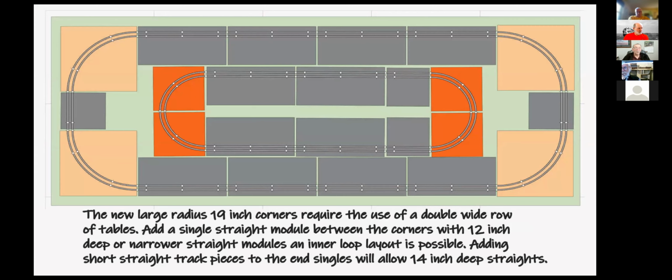The new large radius 19-inch corners require the use of a double wide row of tables. Add a single straight module between the corners. With 12-inch deep or narrower straight modules, an inner loop layout is possible. Adding short straight track pieces to the end singles will allow 14-inch deep straights.